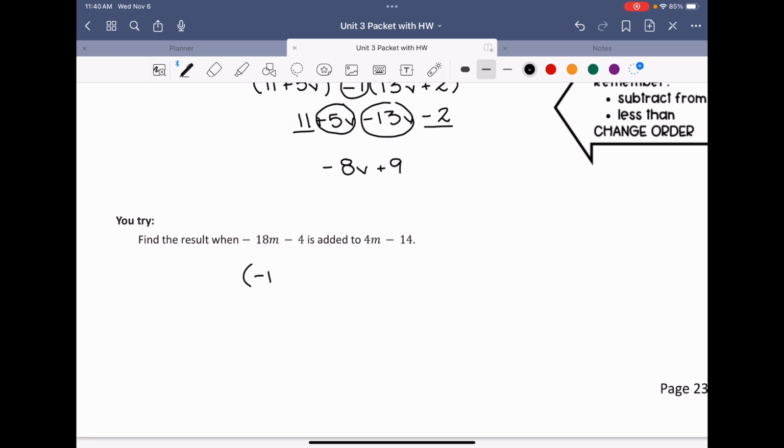Okay, this one says added to. So we're not subtracting here. This is just bringing us back.